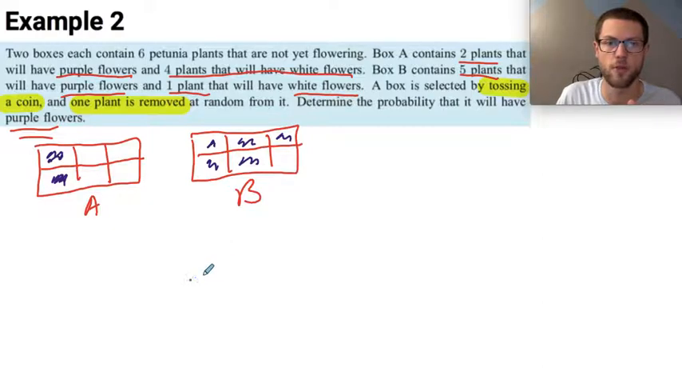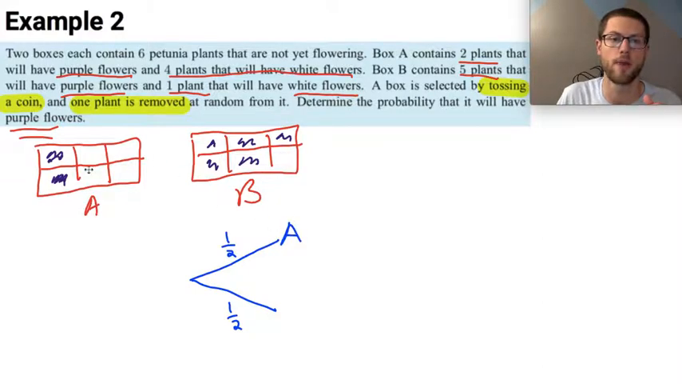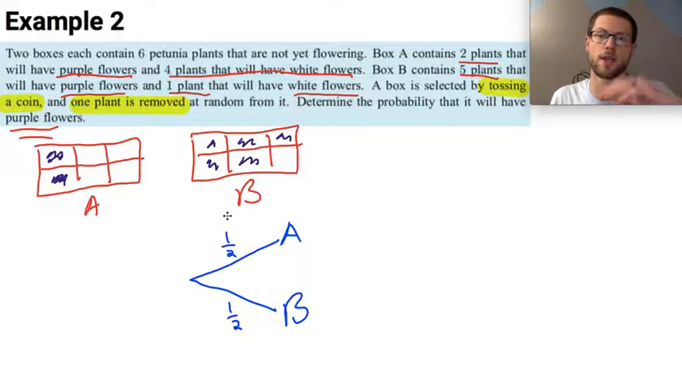So the first thing will be the coin toss. And with the coin toss, this one is 50-50, so I'm going to write 1/2 and 1/2 for my chances here. And this first 1/2 will be a branch that corresponds to flipping and choosing box A. So there's a 1/2 chance that my flip will yield a choice of box A, and a 50-50 chance, or a 1/2 chance, that I'll yield box B. So from there, we next need to identify what the chances are in that second event. The second event is removing a plant.